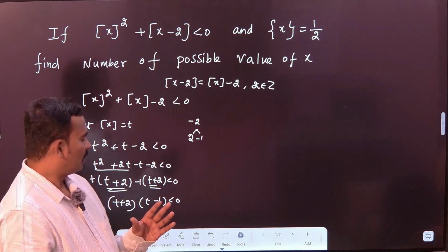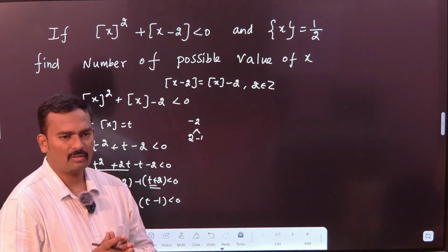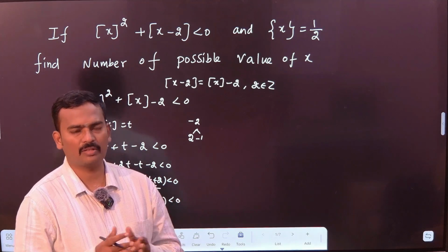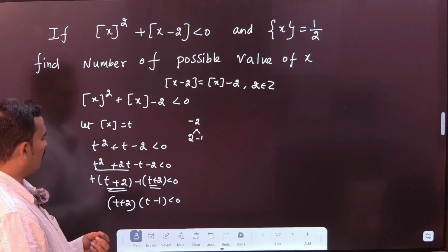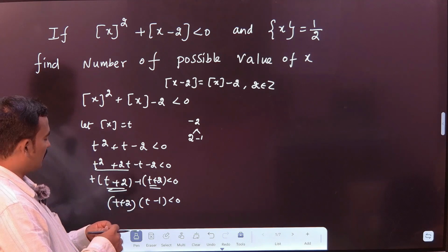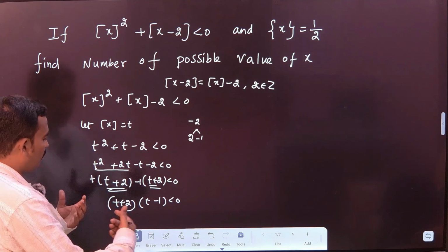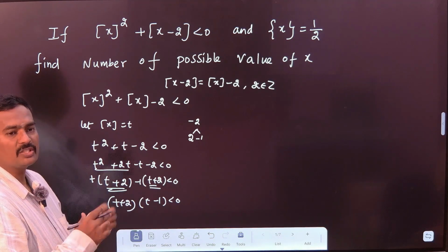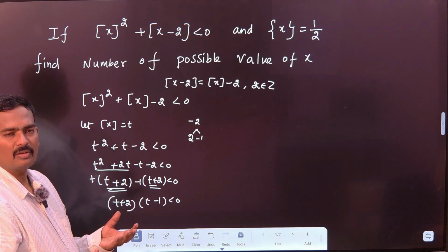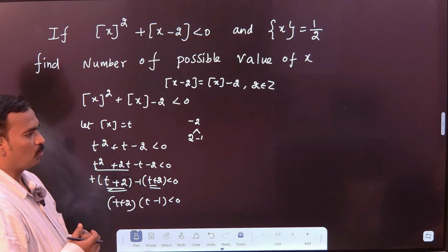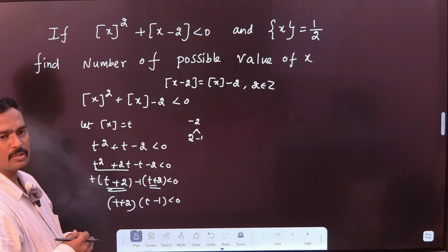Clear? Okay. Now you can use the Vivica method, right, or sign scheme method to find the value of t. You can find the interval where t lies, right? The product of the expression should be less than 0. Which interval you have to calculate? So if you don't have any idea about Vivica method, you can watch my one shot video available in MATH JEE Academy. You can watch it, right?